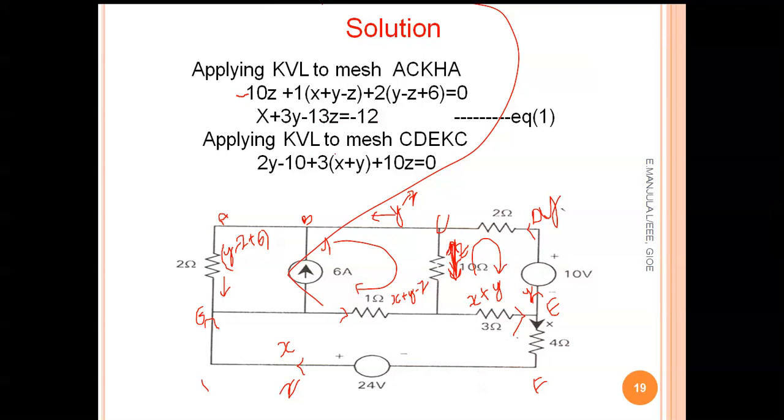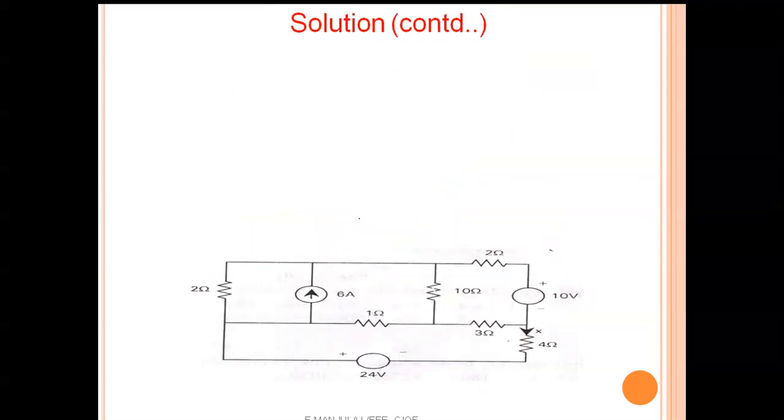Okay, and apply KVL to CDEKC. That is the second loop, this loop. Okay, here this is plus 2y minus 10 plus 3 into (x plus y) and plus 10z is equal to 0. Okay, so this is the second loop. So we got this equation: 3x plus 5y plus 10z is equal to 0. We have two equations with three unknown parameters.